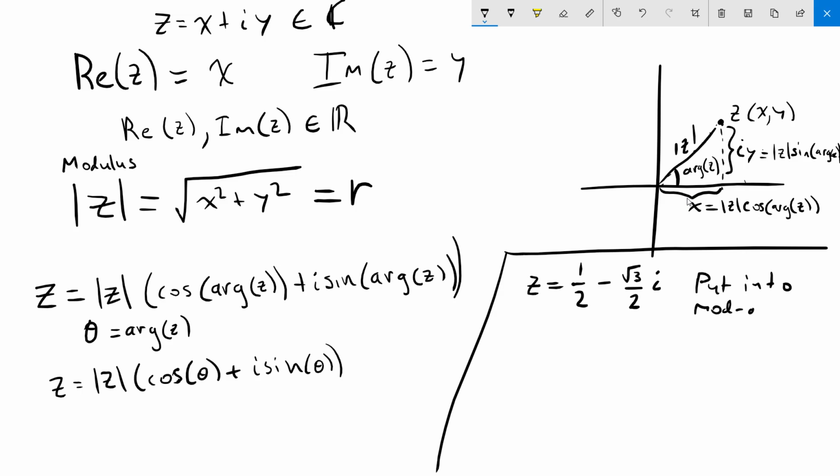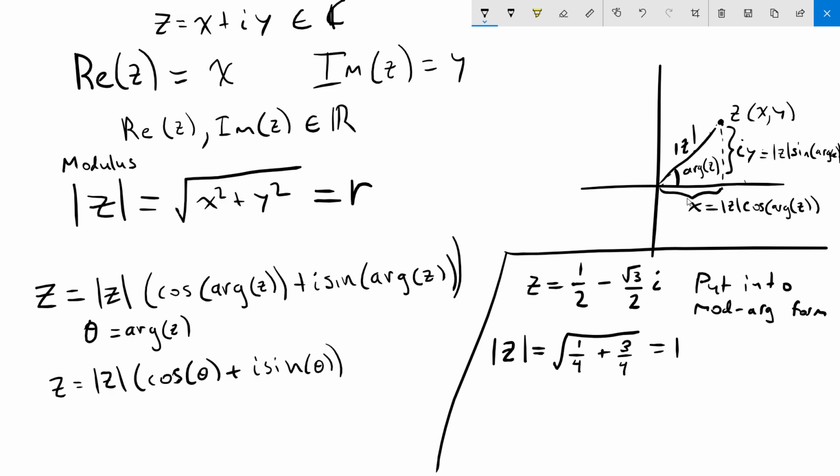So obviously what we need here, if we're trying to put this in modulus argument form, is the modulus and the argument. So let's do modulus first. Modulus is easiest. By our definition, modulus is just the square root of the sum of the squares of the components. So here we have the square root of 1/2 squared, which is 1/4, plus root 3 over 2 squared, which is 3/4, which is equal to 1. Cool, nice and convenient.